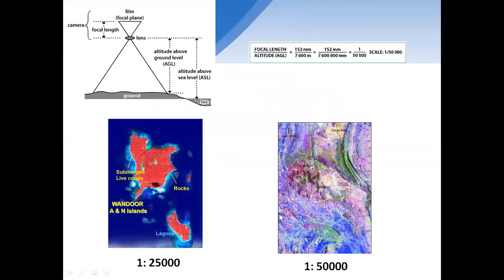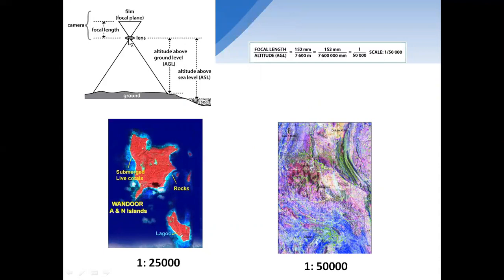Another method to determine the scale of a photo is to find the ratio between the camera focal length and the plane's altitude above the ground being photographed. If the camera focal length is 152 mm and the altitude is 7,600 m, then the scale is 1 to 50,000. This is the focal length, from the camera sensor.